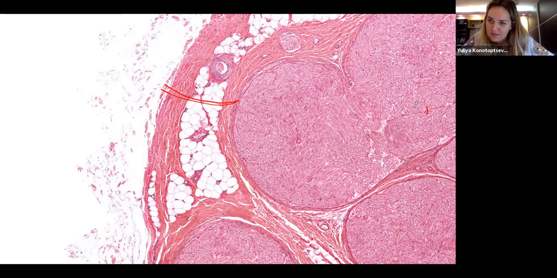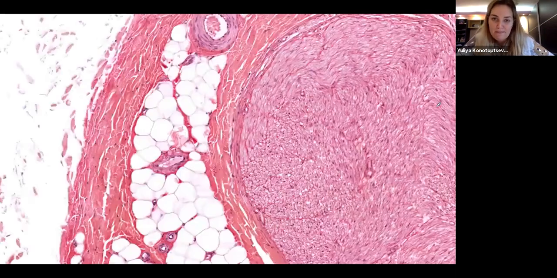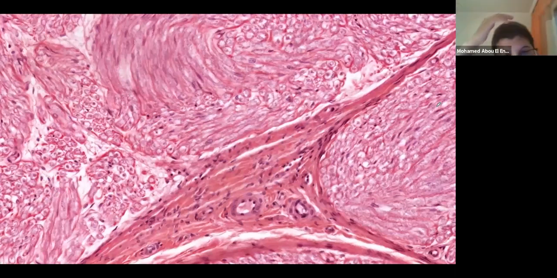Okay, so that's the septule that we have talked about. This is like the beginning of a septa because you can see it's nicely going down. But these little thin things are septules. Okay. So let's magnify a little bit.